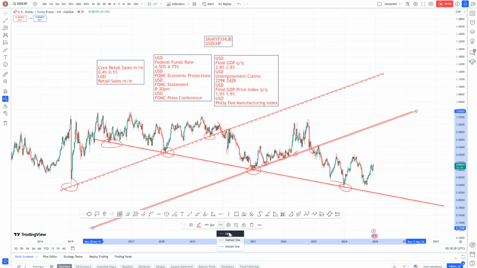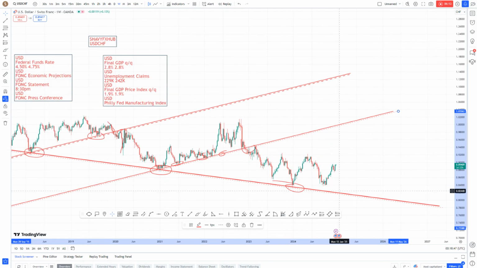So let's look if the line of fundamental analysis by any means provides a bullish impulse to the USD. And we have one more hurdle to cross.